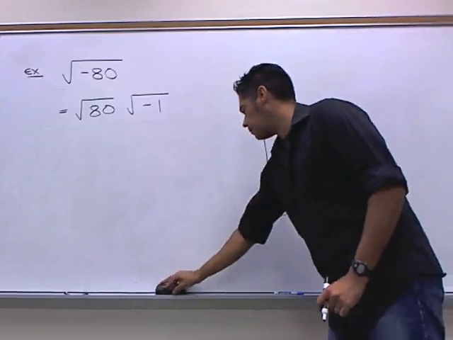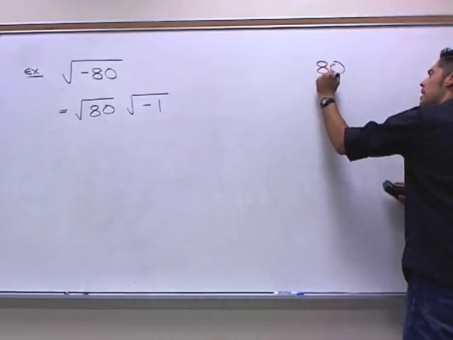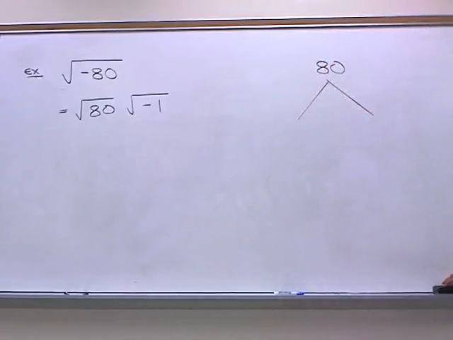Break it up. So we used to break up 80 like this. 80, then we would do what? Try and come up with a number that goes into 80, but that's a perfect square. 4 times 20.